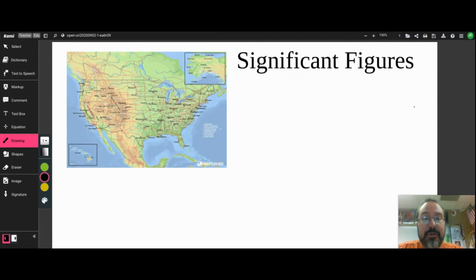So, for example, if I have a length and a width and I need to find an area, I could end up with extra decimal spots. I'll show you an example of this in a minute.